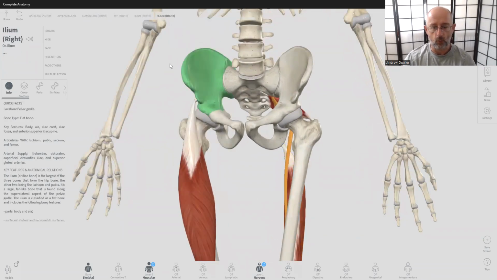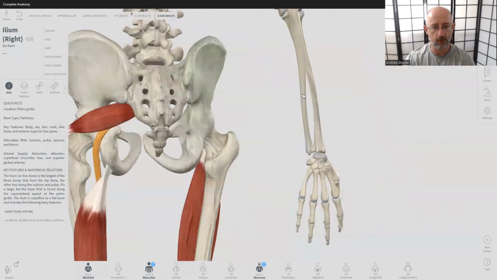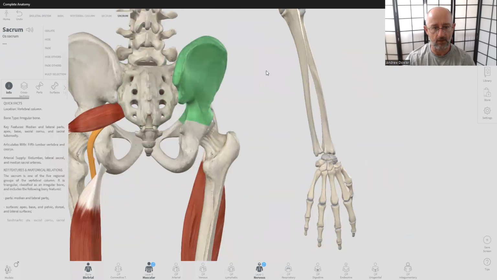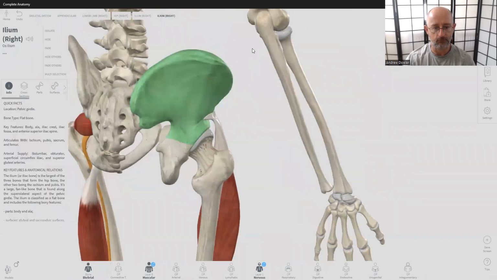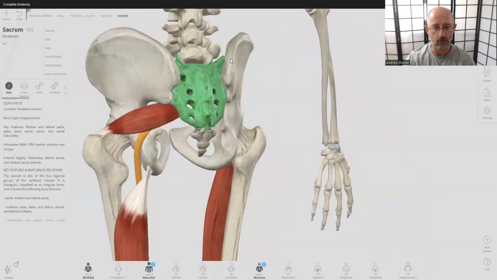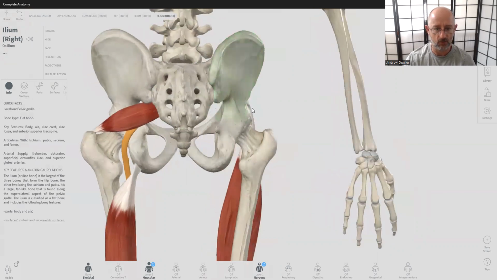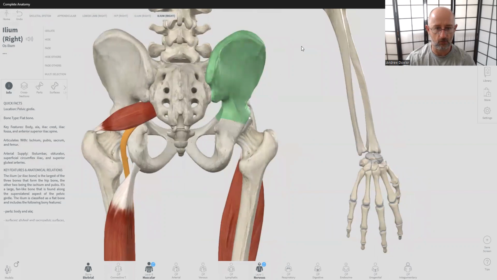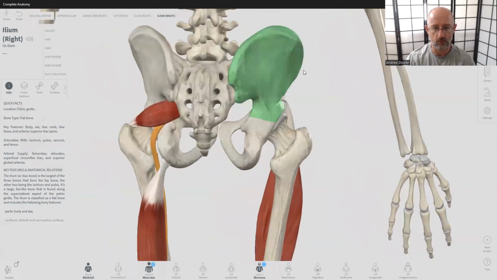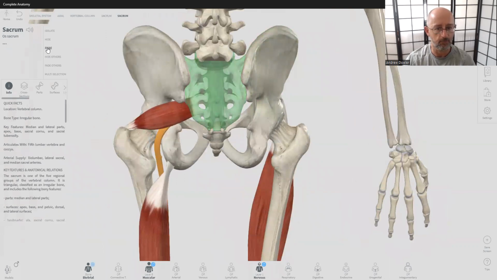What else we should be aware of with the pelvis is the sacrum here, and the ilium creates the iliac joint. So this big joint here. So the sacrum itself sits within the two pelvic hemispheres. So if I highlight that, let me fade it.